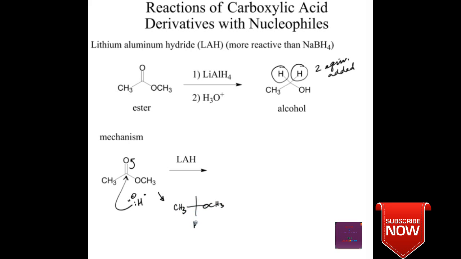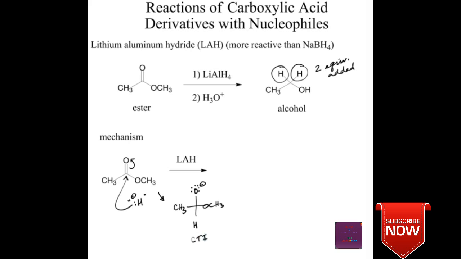Let's see where that brings us. We now have a hydrogen added. We have an O- up here. Any guess on what's going to happen here? As usual with the carboxylic acid derivatives, because it has a leaving group on that carbonyl after the nucleophile adds in, it's going to eliminate that leaving group.